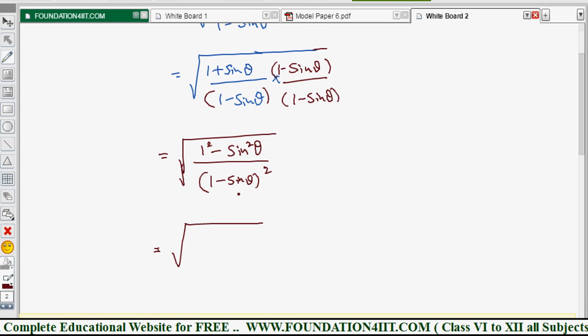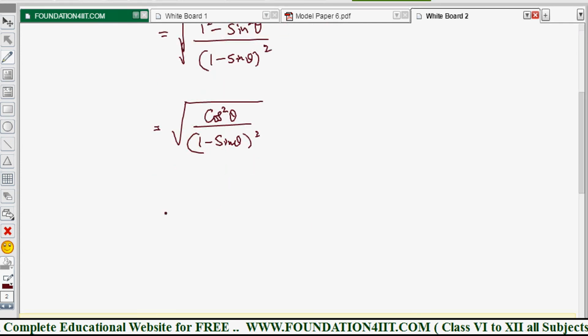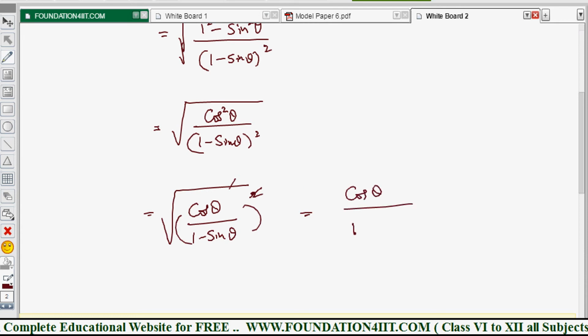Now the next step: 1 square is 1, so 1 minus sin square is cos square theta, divided by (1 minus sin theta) whole square. Just the overall square, and the square root cancels. Therefore it is the square root of cos square theta by (1 minus sin theta) whole square. Square and root cancel. Then the remaining is cos theta by 1 minus sin theta.